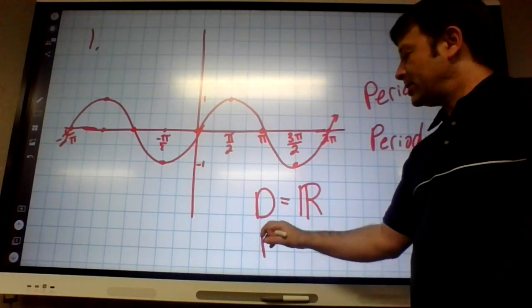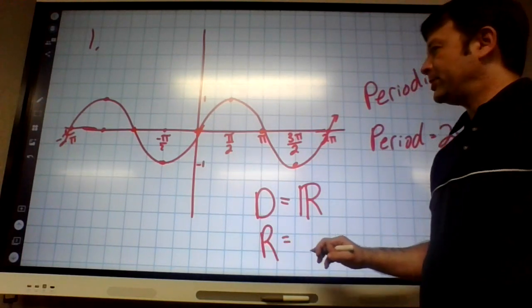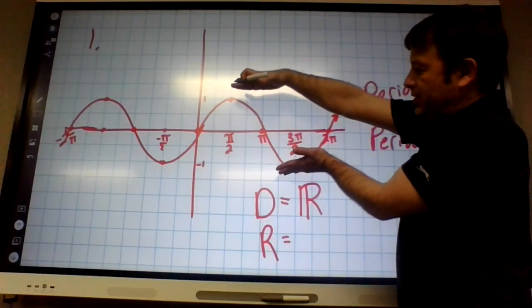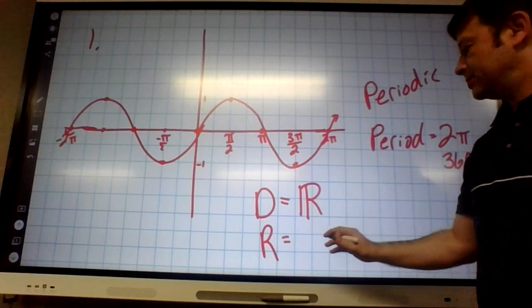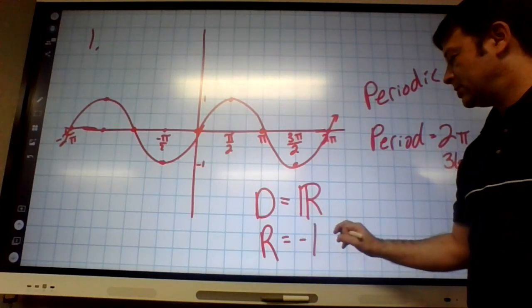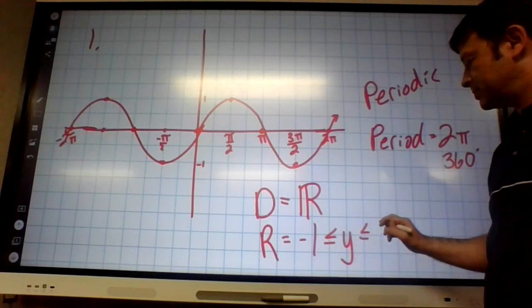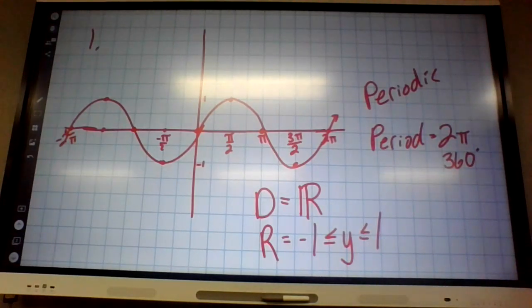What did the range mean? Up and down. How far up and down does it go? Between -1 and 1. How do I write that? -1 less than or equal to the y value, which is less than or equal to positive 1. So you put the y between -1 and 1.